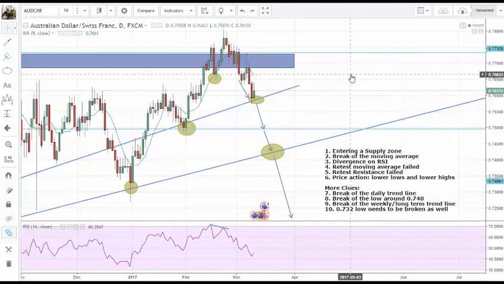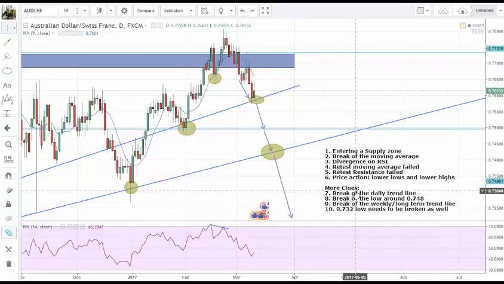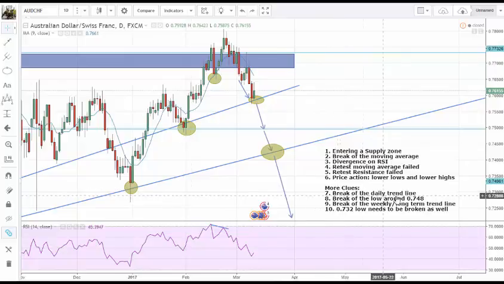Then we want to see a continuation of this pattern, so we need more clues that will give us a clear picture of what will go on. Break of the daily trend line, we drew in this trend line over here. When this breaks, we have some more potential. Next thing we run into is the low around here of the 74.8, 0.748, sorry. Break of the weekly is the next obstacle where price will probably struggle, and then we see this low that needs to be broken as well.